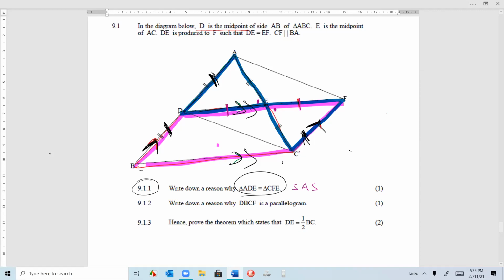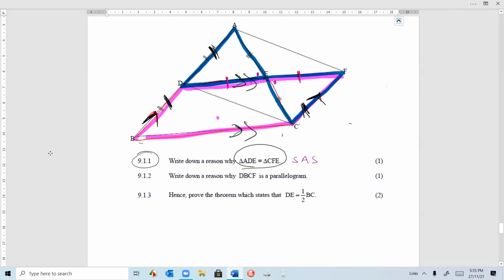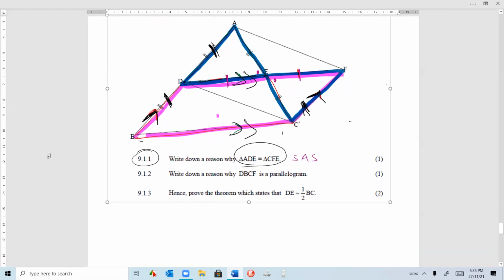Now, the last question is, hence prove the theorem which states that DE is equal to half BC. You don't have to prove the theorem. We have to prove that DE is equal to half BC. Basically, we know that it's coming from the midpoint theorem. All we have to do is the write-up. I would have just said midpoint theorem, but anyway. How would we prove that?